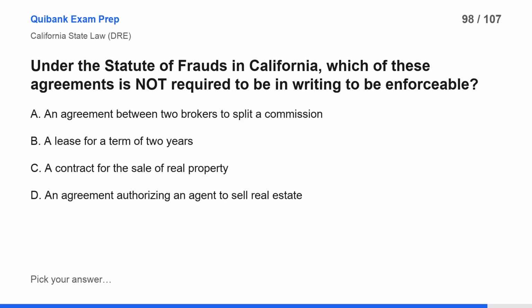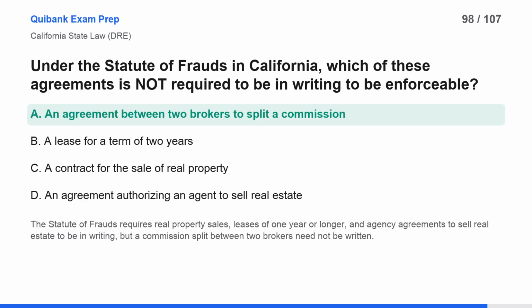Question 98. Under the Statute of Frauds in California, which of these agreements is not required to be in writing to be enforceable? A. An agreement between two brokers to split a commission. B. A lease for a term of 2 years. C. A contract for the sale of real property. D. An agreement authorizing an agent to sell real estate.